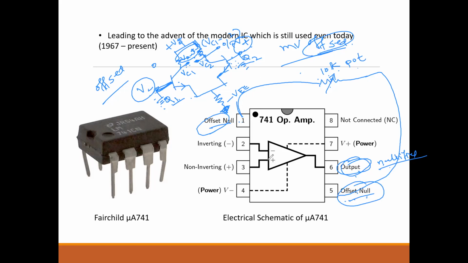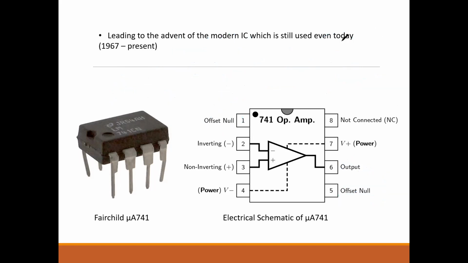Whenever you are using an op-amp for precision application in your lab, then you need to do this procedure. When you connect it in the circuit, you have to connect some 10,000 potentiometer, or 10k pot, and be sure that there is no offset voltage at the output, and then go further. So these are the two terminals used for the offset null arrangement.